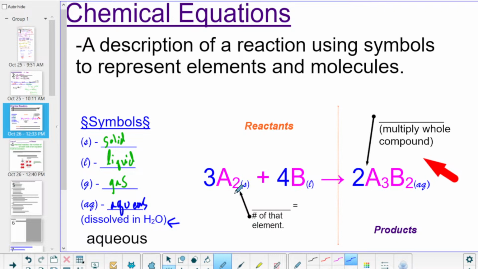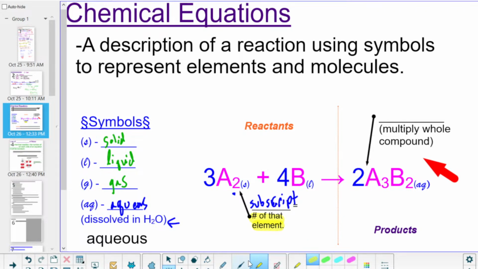What is this little thing down here called, the 2? When it's down below and it's kind of lower like that. If you're using a word processor, you're on Google Docs, you're doing your chemistry, you have to make sure everything is subscripted. So that's a subscript. And that is the number of the element. So this means there are 2 A's.